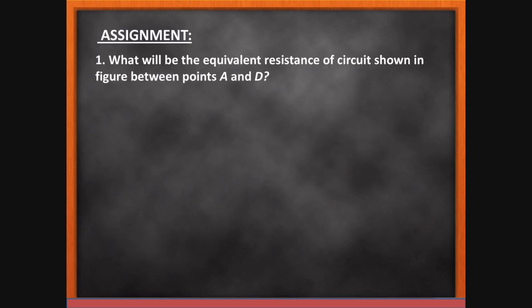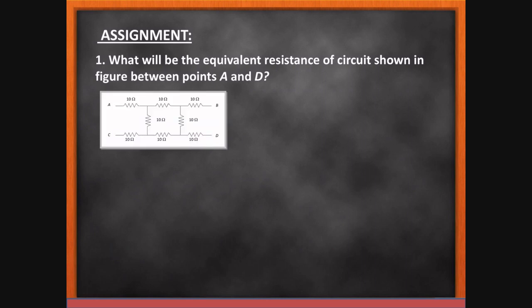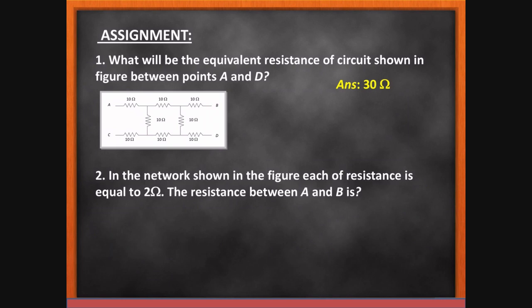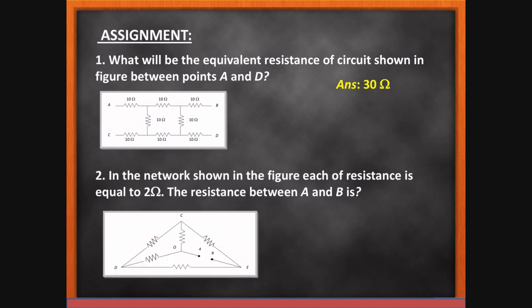Okay, do the assignment. There is a question. What will be the equivalent resistance of the circuit shown in the figure between points A and D? So try to solve it, and this is a hint. The answer is 30 ohm. Do it as homework. One more question. In the network shown in the figure, each resistance is equal to 2 ohm. The resistance between A and B is? The answer is 2 ohm. Solve it as homework.